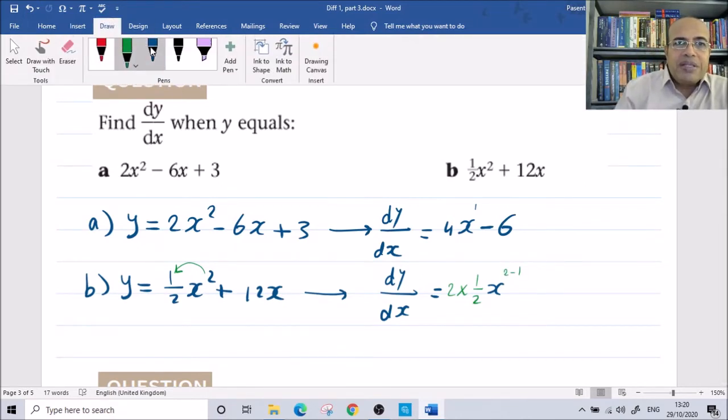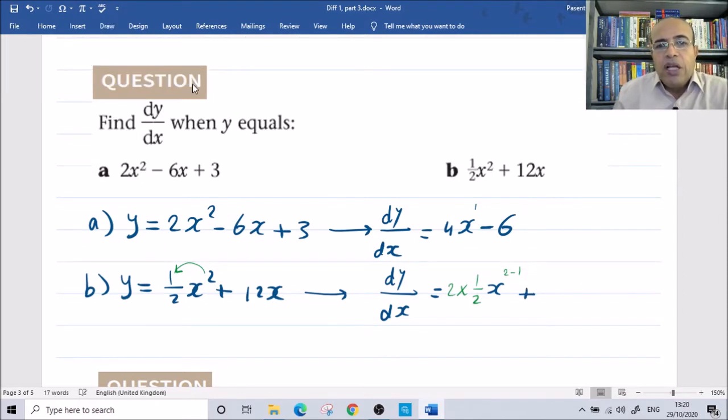I do this step by step to understand. Plus 12x, it is 12. The derivative of 12x is 12. Now simplify. 2 times half is 1. We don't write 1. And 2 minus 1 also is 1. We don't write the power 1. Plus 12.